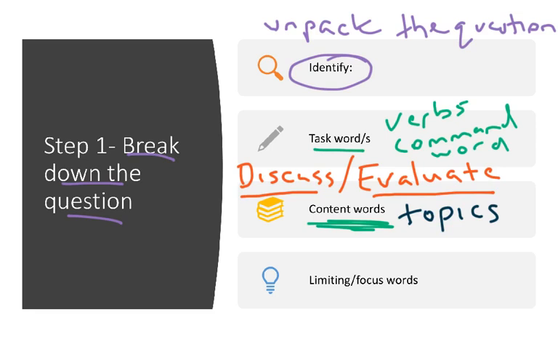The next thing to look out for is limiting or focus words. So you're looking at a topic, so it could be enterprise agreements, and then you're looking at what limiting words or focus words. So what do you need to discuss or evaluate exactly? Sometimes a limiting word can be a number, so 1 or 2. Focus words could be really anything, but it's what you need to hone in on when you are looking at the topic.